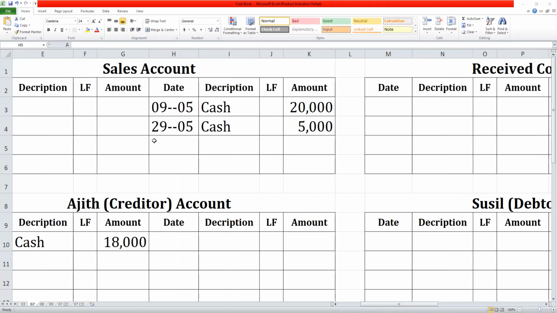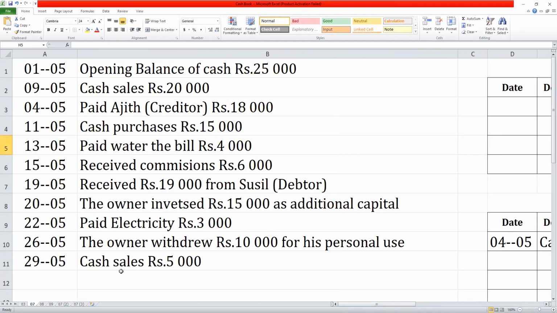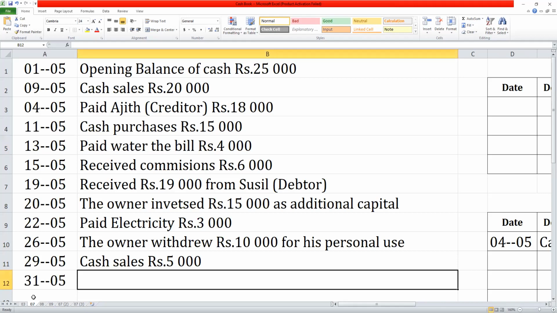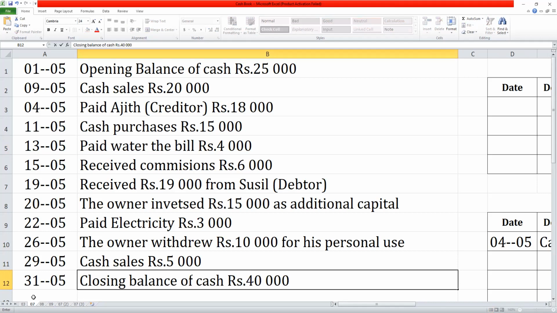Completed. See, the question is completed. If you like, you can write the last balance, the closing balance. On 31st of May, you can write closing balance of cash, rupees 40,000. This is how you describe transactions.